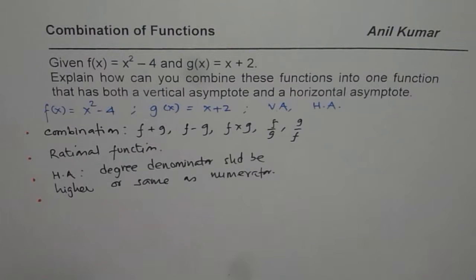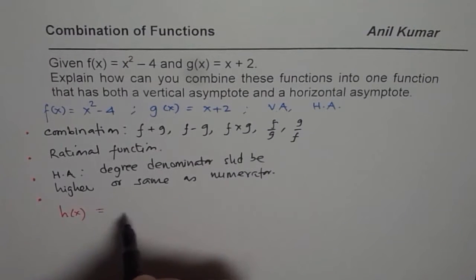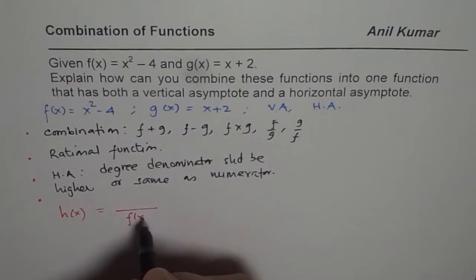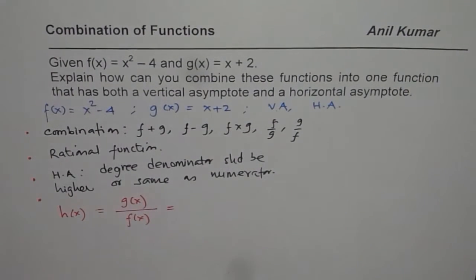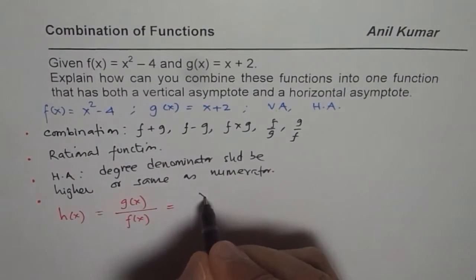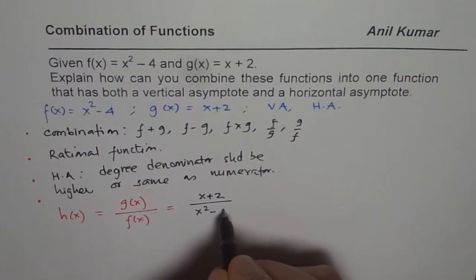So we say our function h of x could be a rational function where the degree of the denominator is higher. So the degree of f of x is higher, so that comes in the denominator, and g of x, the lower degree, goes in the numerator. Do you get the idea? So that is the function. Now we can substitute the values. g of x is x plus 2, right? And f of x is x squared minus 4.